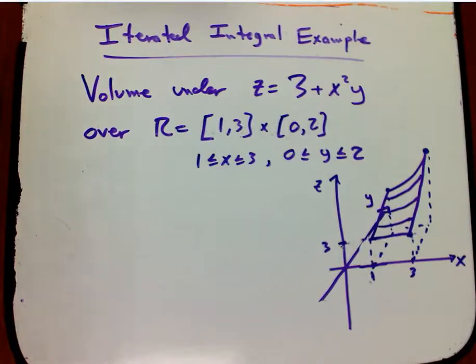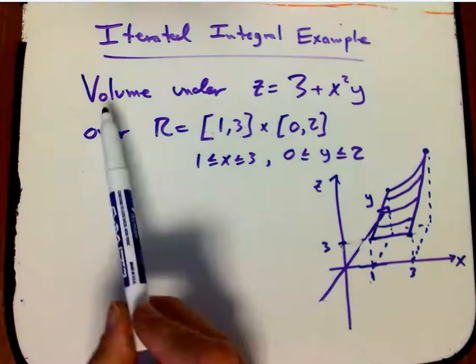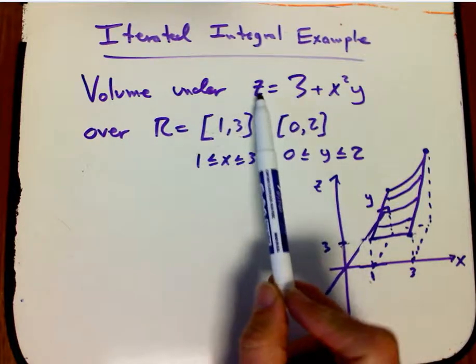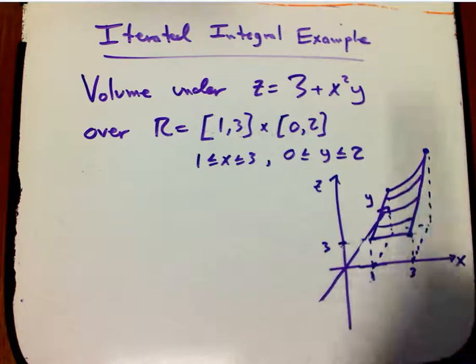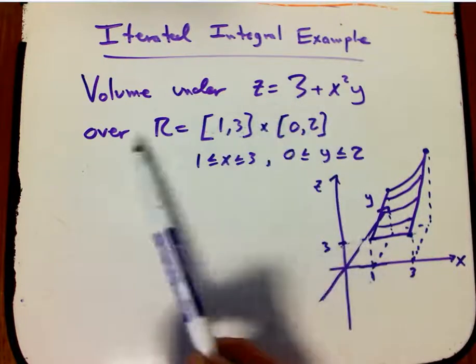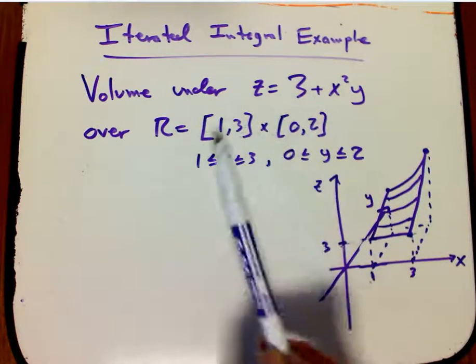This is an example of an iterated integral, and they show up for lots of reasons, but one of the most basic is to calculate the volume under some graph, z equals f of x, y, and let's say 3 plus x squared y. Got that graph here. I'll talk about that graph in a second. Over a rectangle in the xy plane.